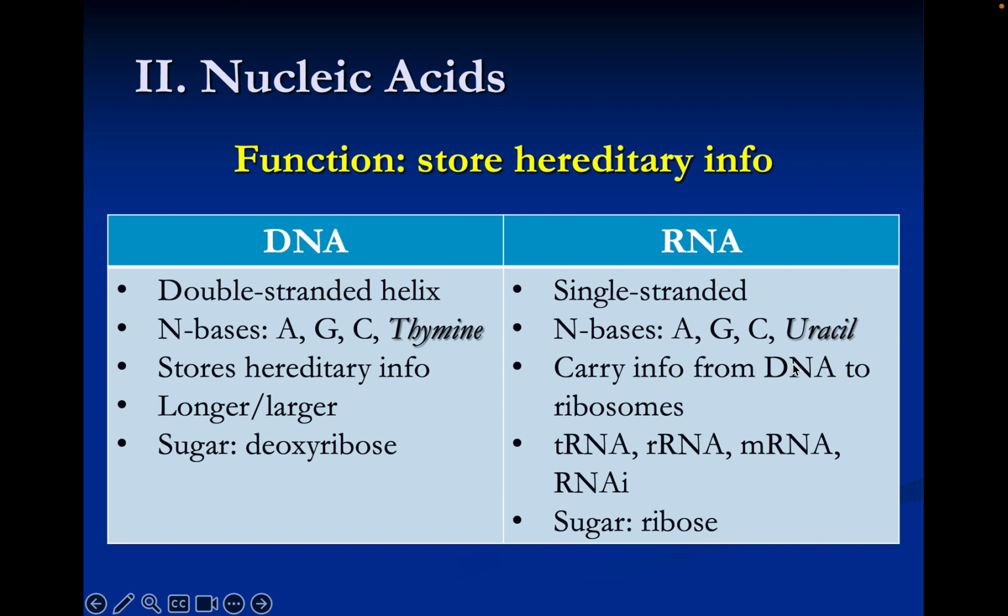RNA carries information from the DNA to the ribosomes, and it's involved in transcription and translation, which we'll get to at a later chapter. But it's enough to know now that RNA is important for going from DNA to actually producing proteins at the ribosome. The sugar that's used in RNA structure is ribose, which is why RNA starts with R, ribonucleic acid.